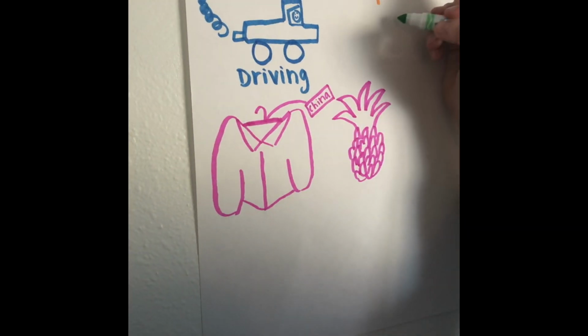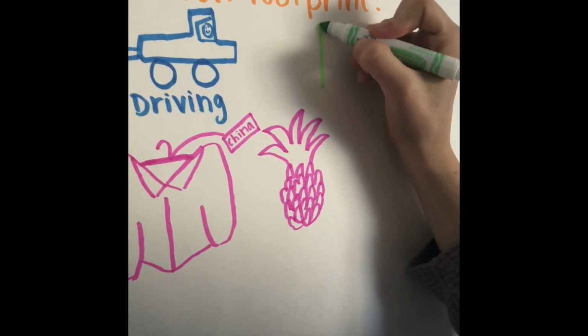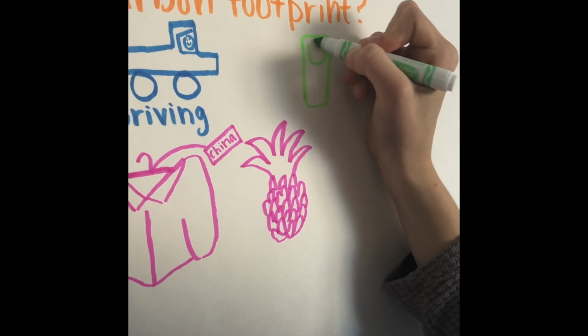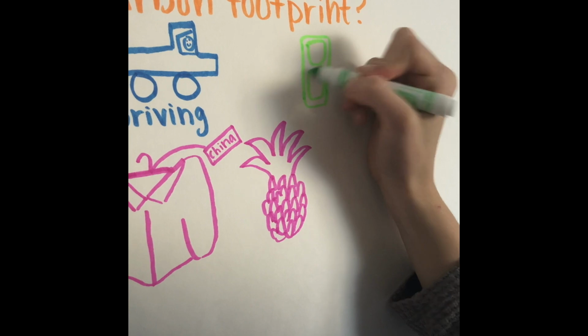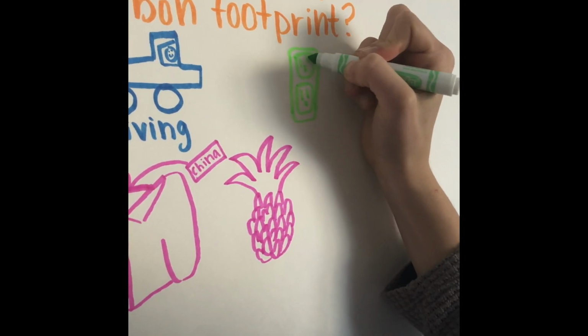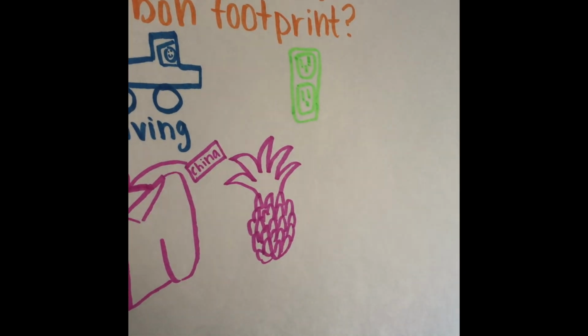A third thing that causes a carbon footprint is electricity. When we plug any device into an outlet, it uses electricity, which oftentimes is created through carbon.